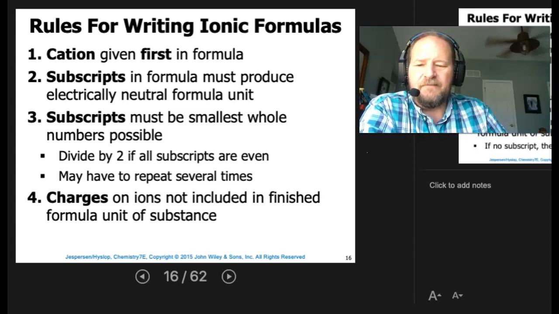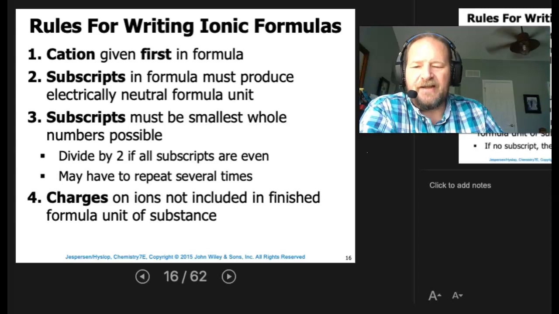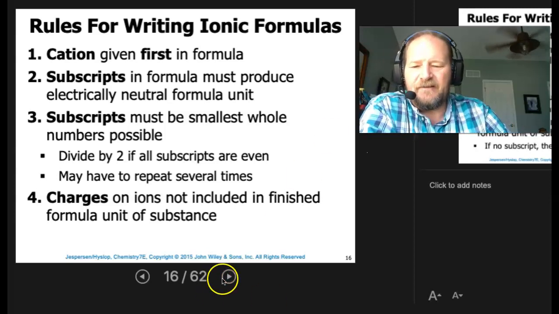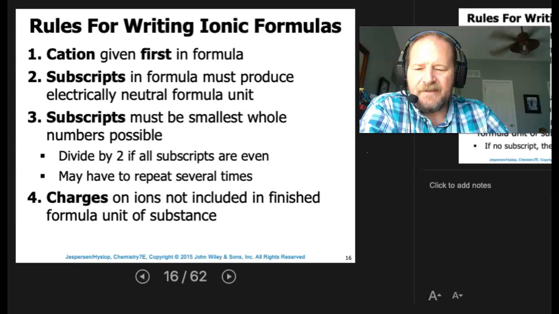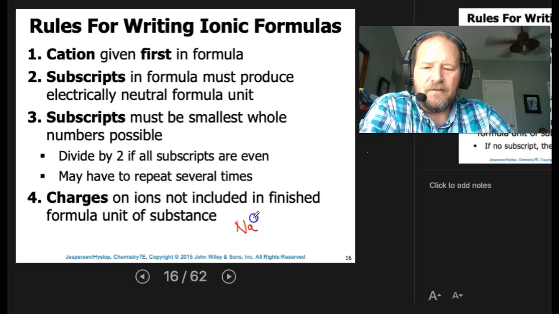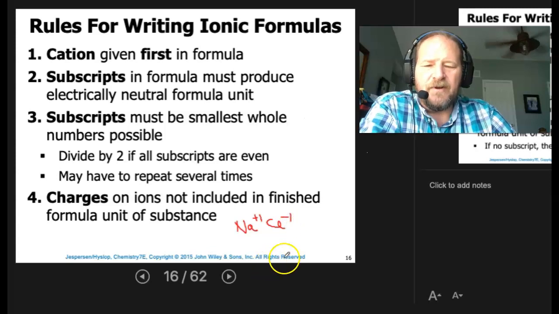All right. Charges on ions are not included in the finished formula unit of a substance. If you have a polyatomic, for instance, you might have a charge that's going to go on the outside. So when I go to write sodium chloride, I don't want to leave it this way. I don't want to write these charges out here.